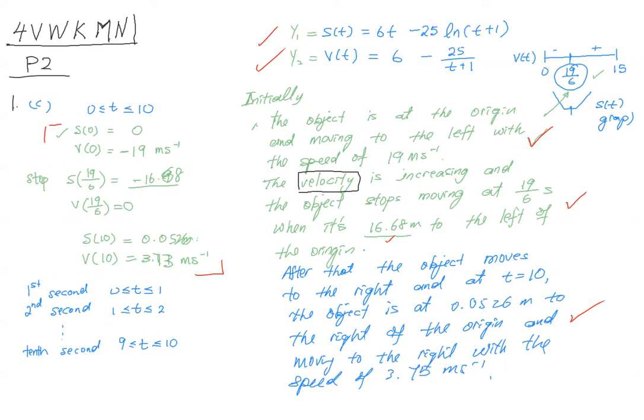So it stops at t equal to 19 over 6. Is it within this time? No. So if it doesn't stop within this time, what you can do is you find your S10, which is 0.0526, and you find your S9. Okay, what is the S9? May I know?